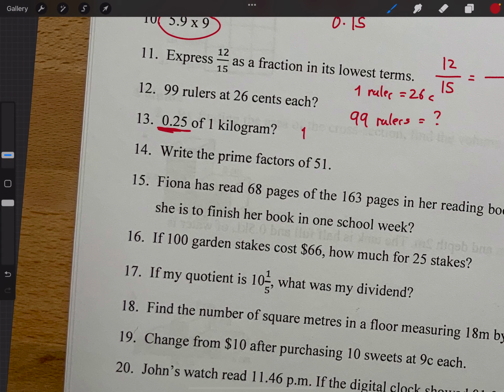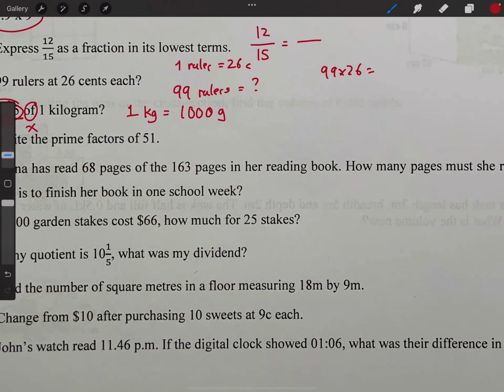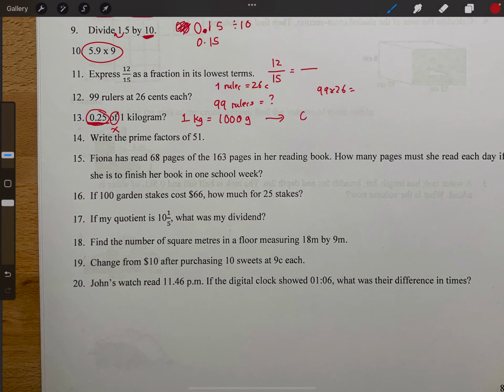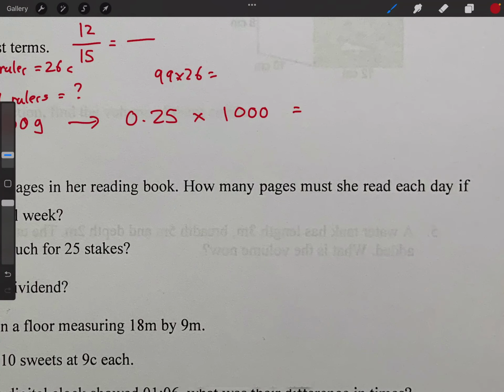Now, 0.25 of 1 kilogram. 1 kilogram is going to equal 1,000 grams, so let's express everything as 1,000 grams. 0.25 of means times. So the question really is 0.25 times 1 kilogram. Let's change kilogram to grams, so multiply 0.25 by 1,000.